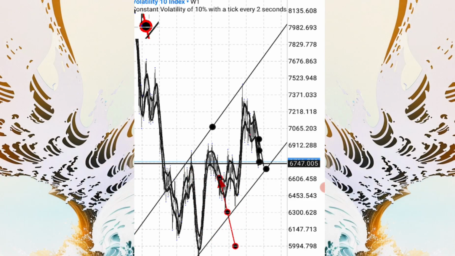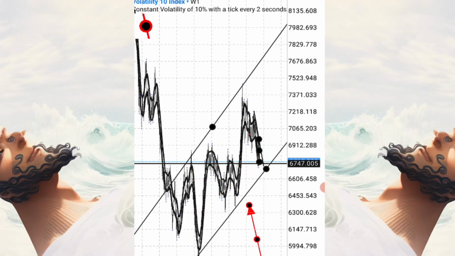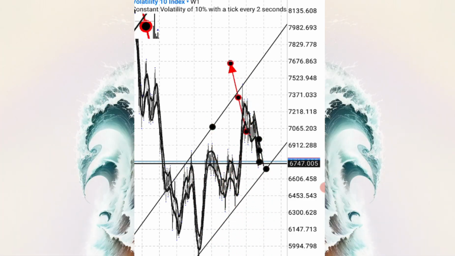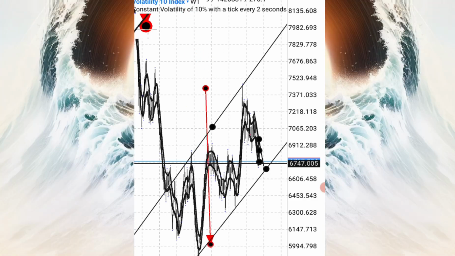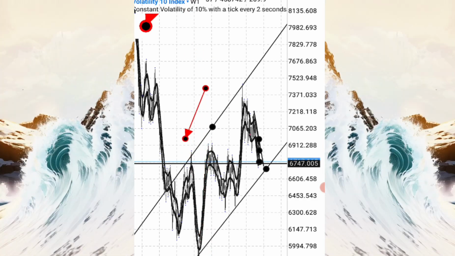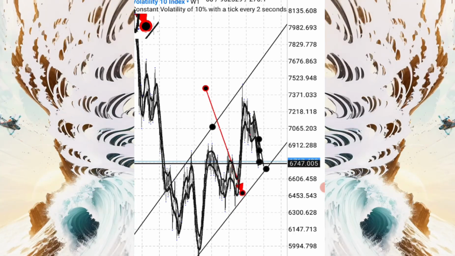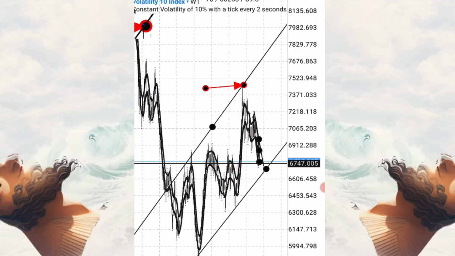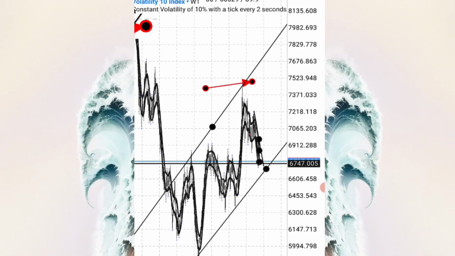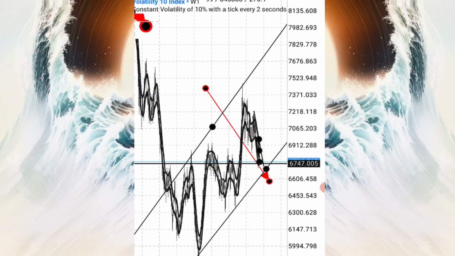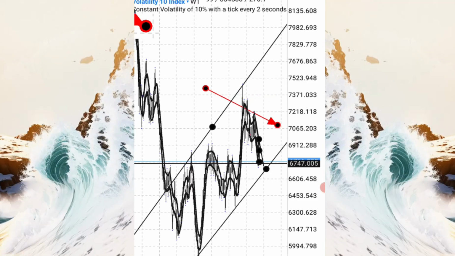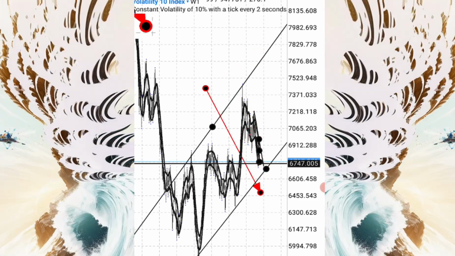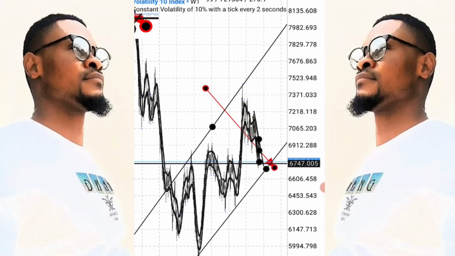Up and down, up and down, up and down. That is to say that whenever the market moves down here, it goes back up, and it goes down again. Whenever it drops down here, it will retest and start moving up again. Once it retests the resistance level, it comes down again, just like that. So that is what the market is doing, moving up and down.